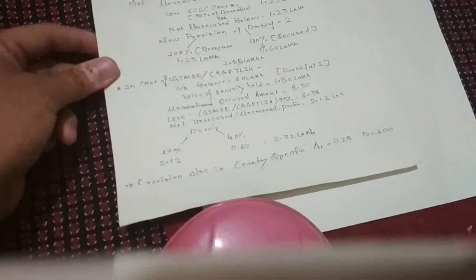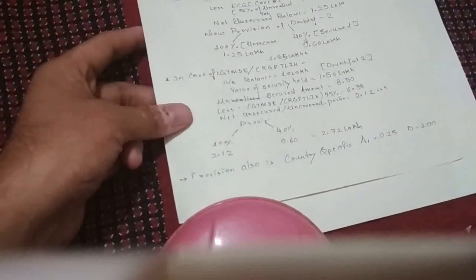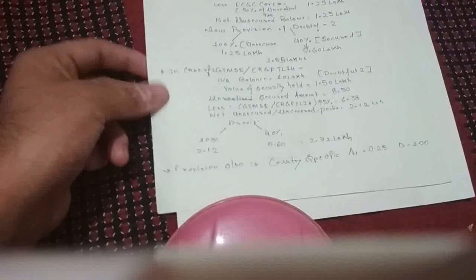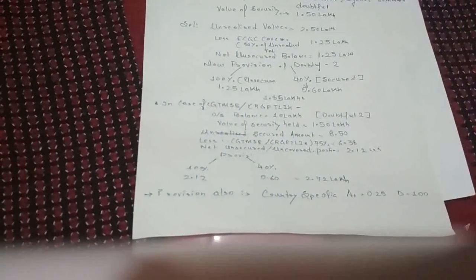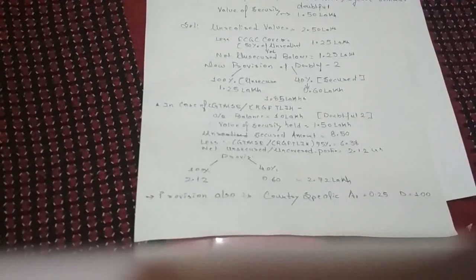Okay, the provisions are also done country specific. All the provisions could also be done country specific. Every country has been designated with risk factors. Some countries will be assigned A1, which is the least risk, and some assigned D, which is the most risk.